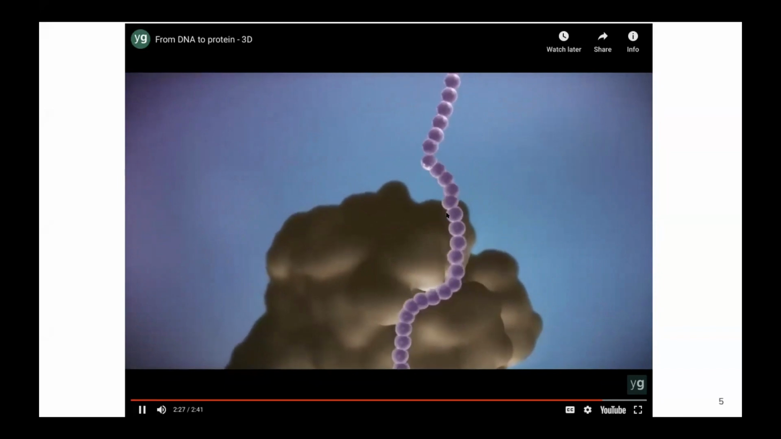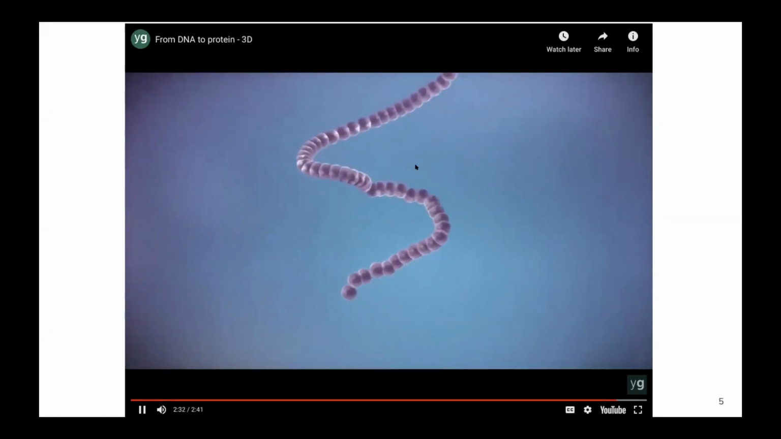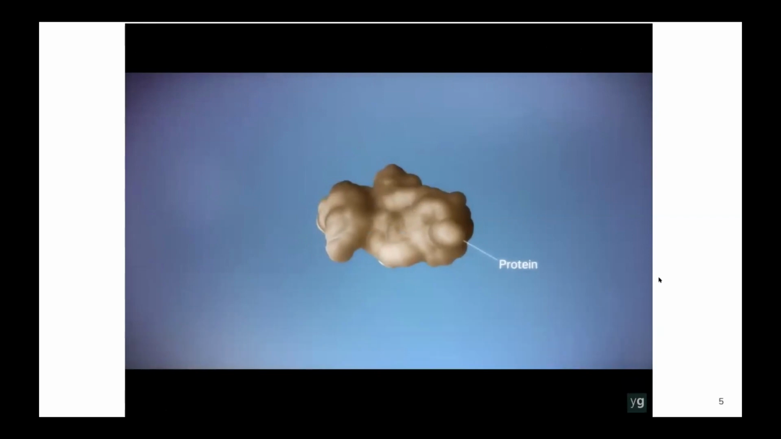Finally, this chain of amino acids is produced, and once it's produced, it folds and makes a protein. So we went from gene to protein.